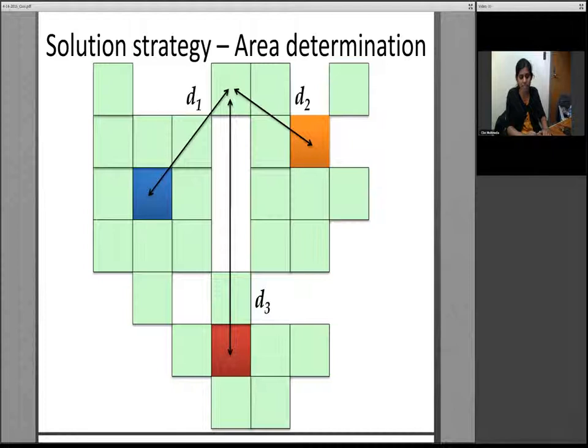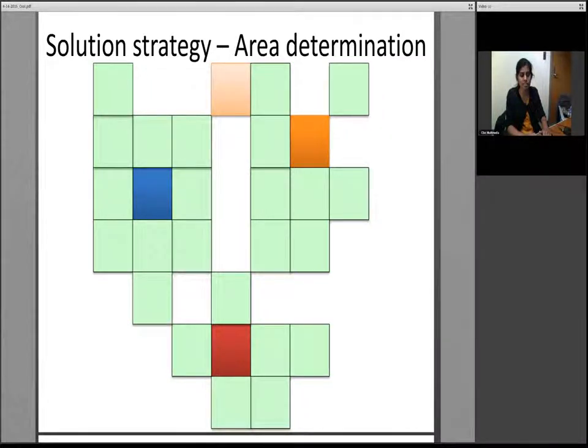The second step, once we detect the local maxima, is to go in and measure the distance of each pixel from each local maxima. For example, we start with this pixel and measure its distance from different local maxima. When you consider this pixel, it is closest to D2, or D2 is the shortest distance, and hence this pixel gets associated with this local maxima.